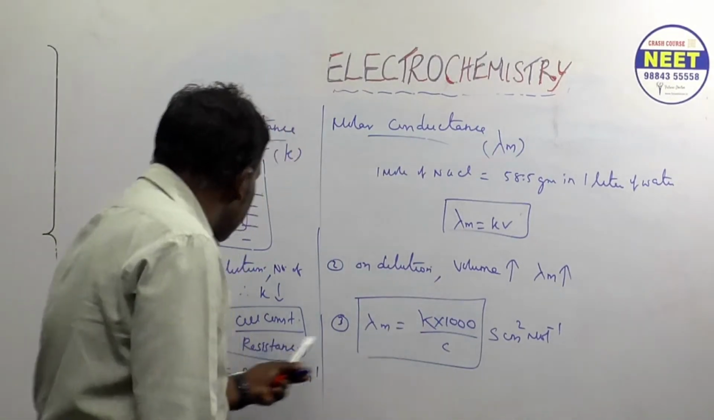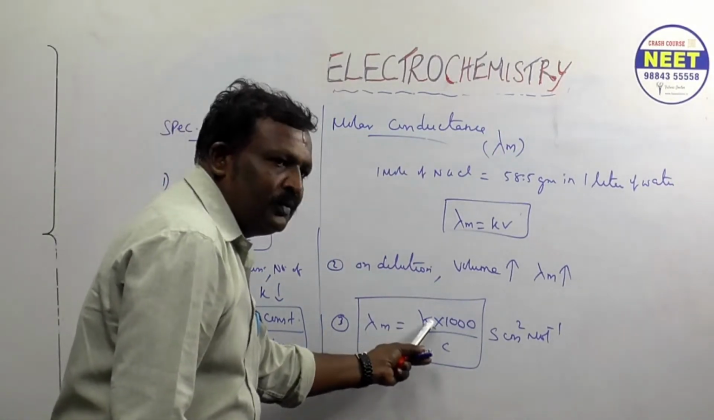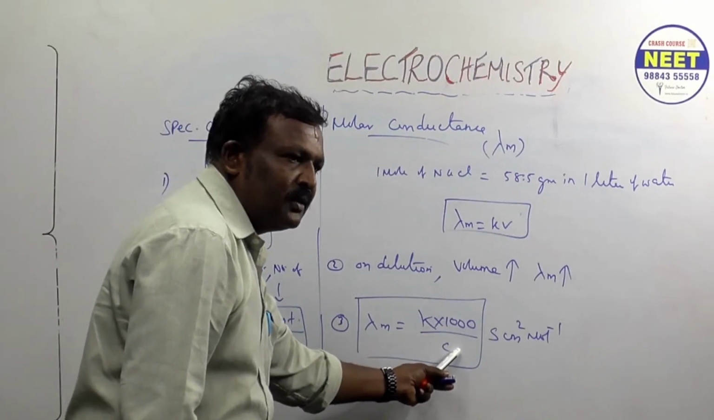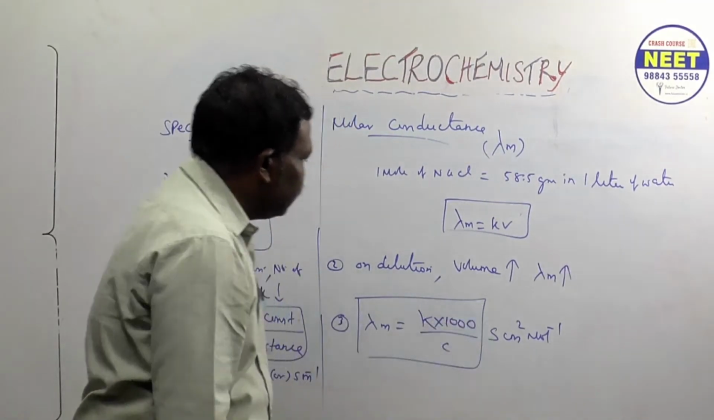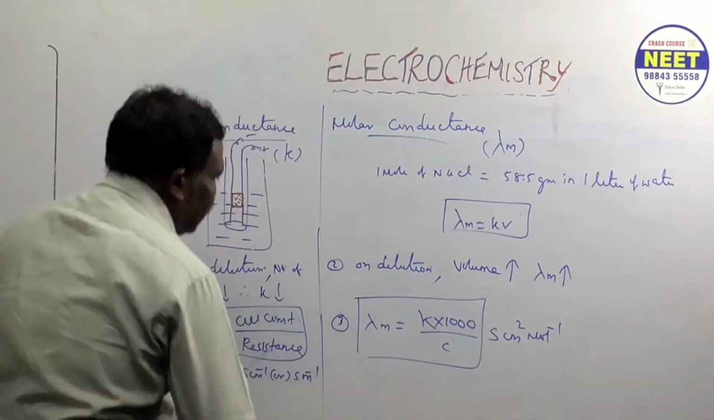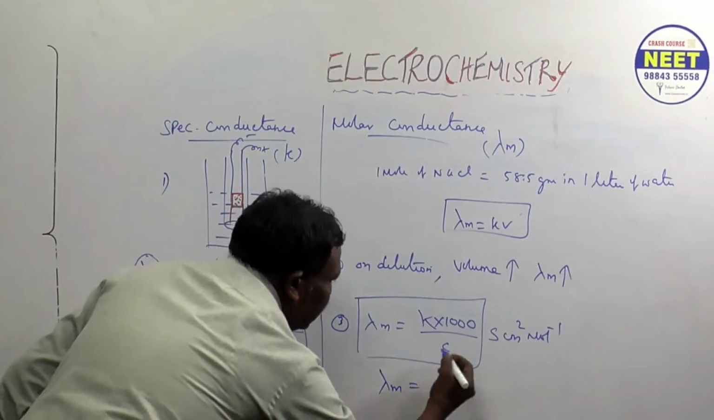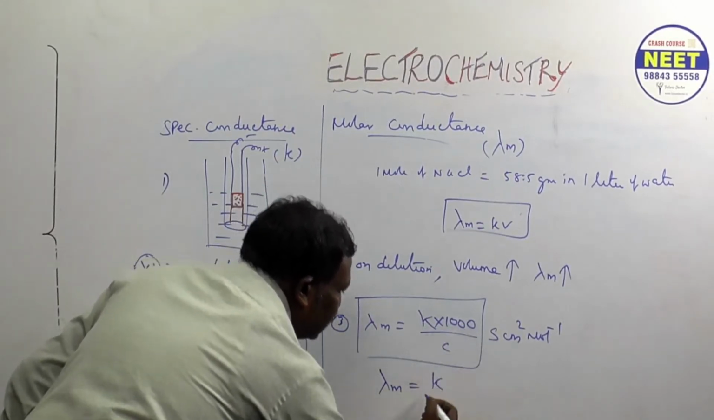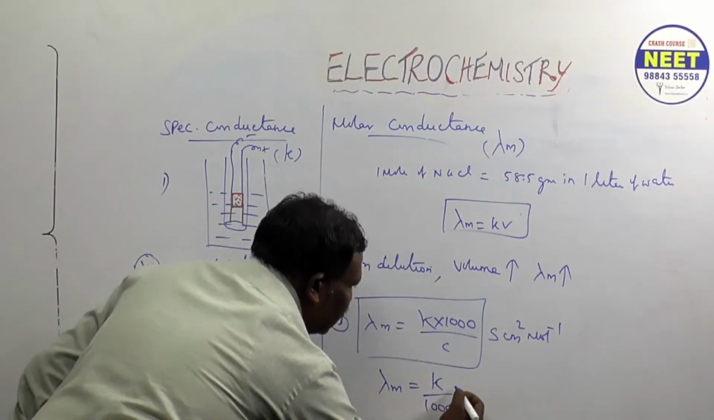What is kappa? Kappa they will give, substitute here. C is nothing but concentration. If you substitute, you can get the answer. If kappa is in centimeter, use this formula. If kappa is in meter, use this other formula. If 1000, you put in the denominator. That's all. Simply keep it in mind.